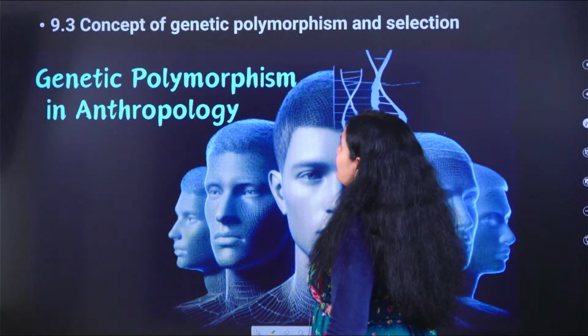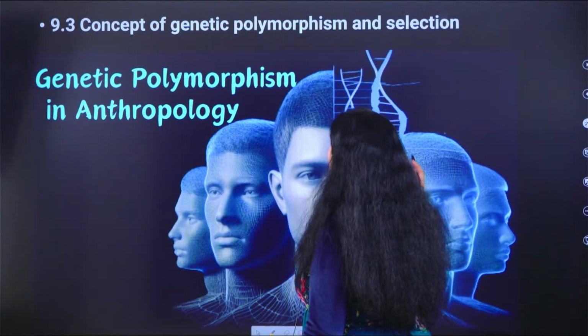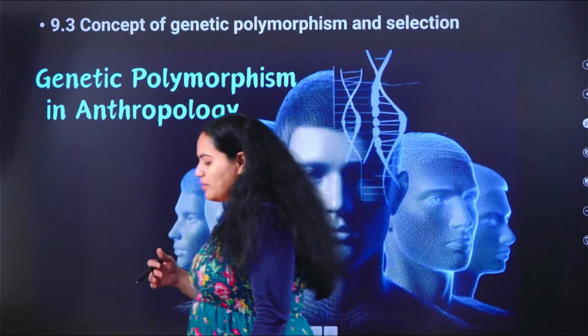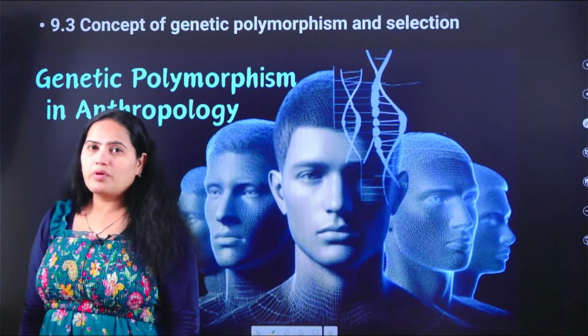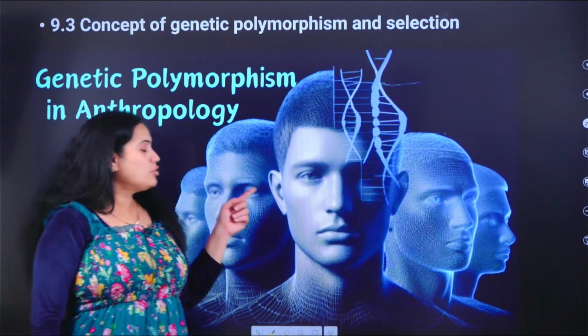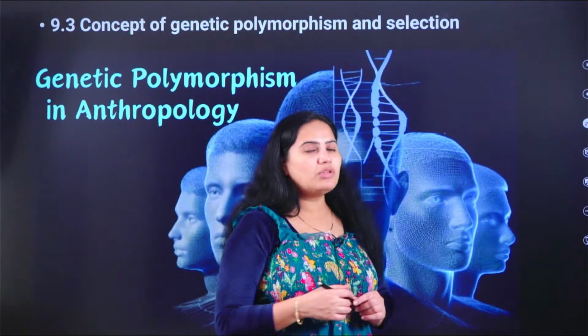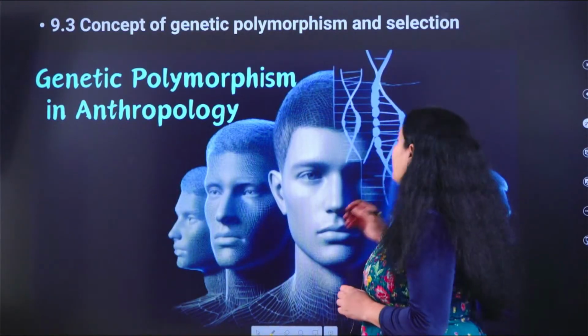And 9.3 talks about the concept of genetic polymorphism and selection. Poly means many, morphism means changes. So many changes, and it also talks about natural selection and how natural selection plays an important role.